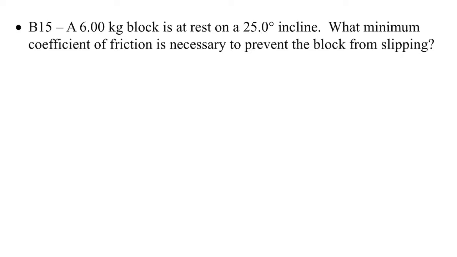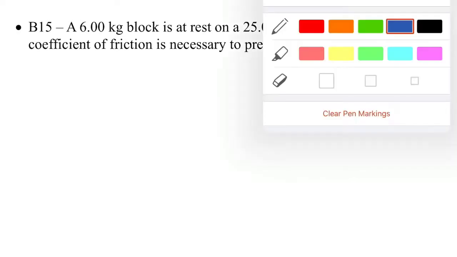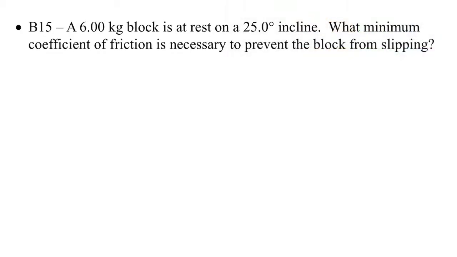Okay, so what minimum coefficient of friction could we have here that would mean this would stay in place and that friction would perfectly counteract the gravitational force in the x direction? Okay, so let's take a look at what we have and what we know. So obviously, always first step, draw that free body diagram.